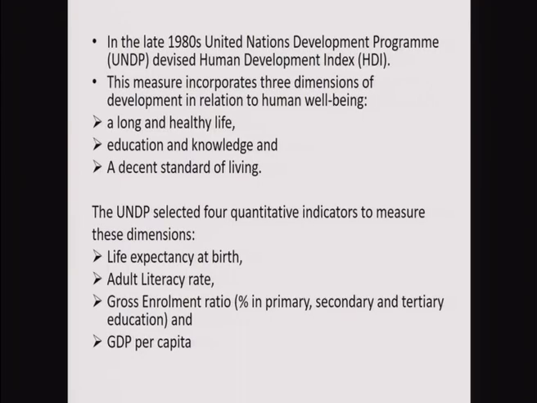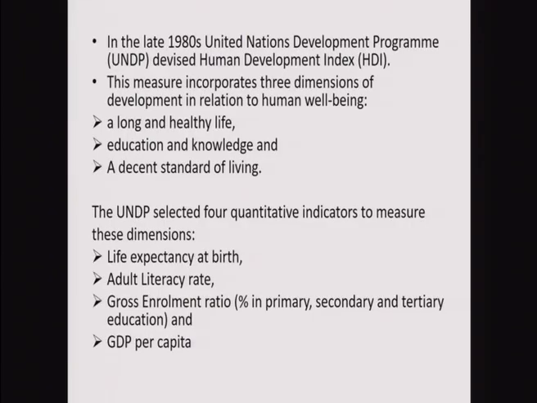In the late 1980s, the United Nations Development Program devised this Human Development Index, which has incorporated three dimensions of development in relation to human well-being: a long and healthy life, education and knowledge, and a decent standard of living. If you go to the African continent, most of the children before they attain the age of 5 years are being put to death just because of malnutrition or undernutrition. So, the World Health Organization has gone there and started working to ensure that the mortality rate can be reduced.